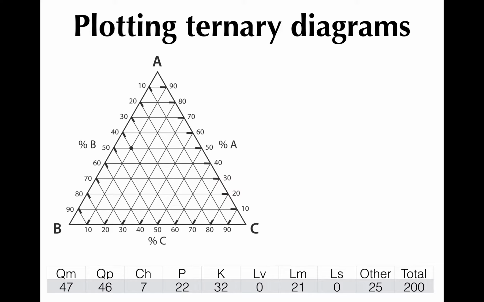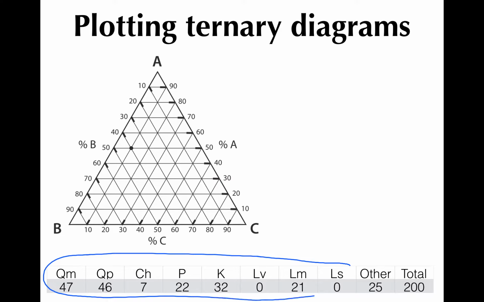These could be things like open space in the rock. They could be porosity, or cement, or matrix, or some other type of grain that is not one of our framework grains. And what we're really concerned with plotting is just this stuff. We are not concerned with plotting the other category.